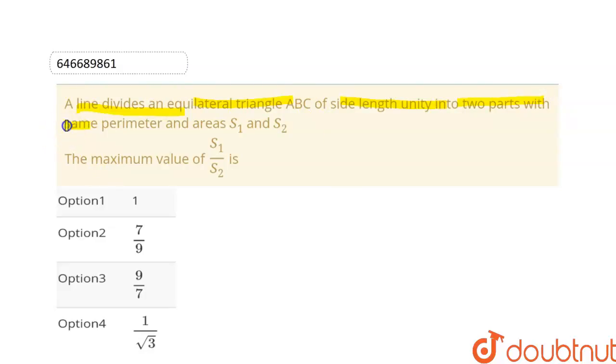Here the given question is: a line divides an equilateral triangle ABC of side length unity in two parts with the same perimeter in areas S1 and S2. Then the maximum value of S1 upon S2 is. So let's solve this question.